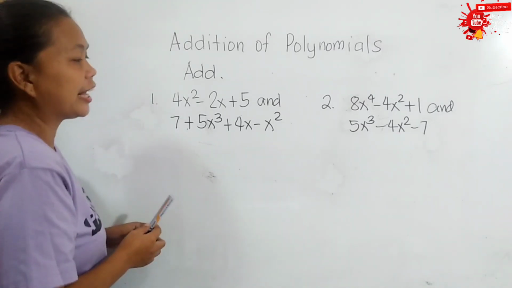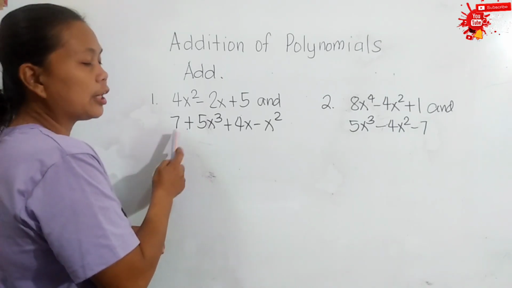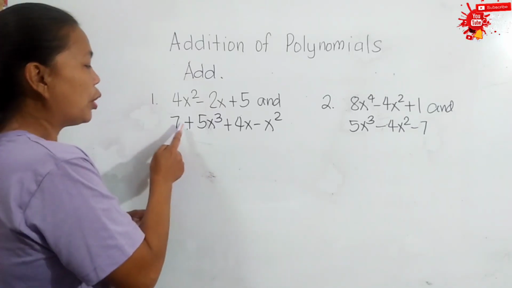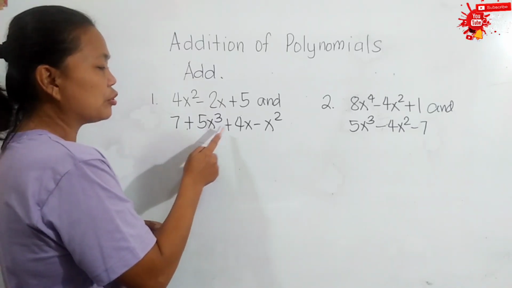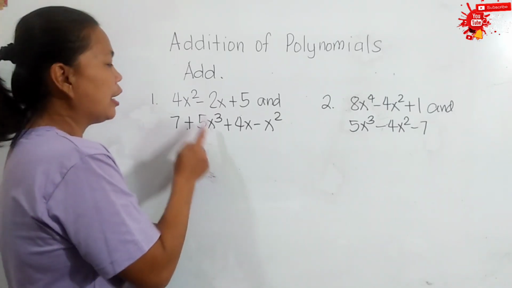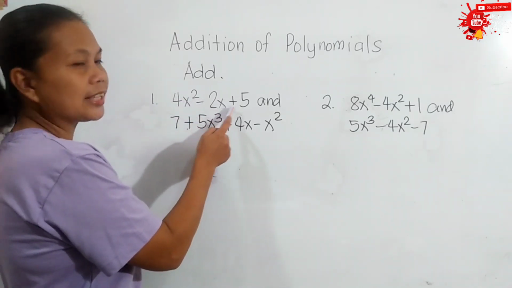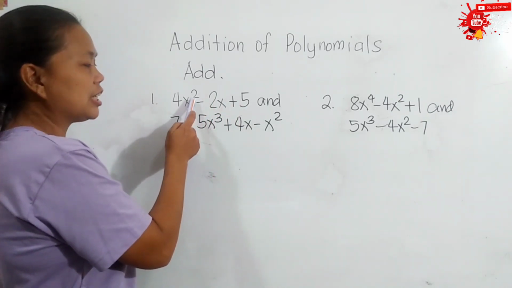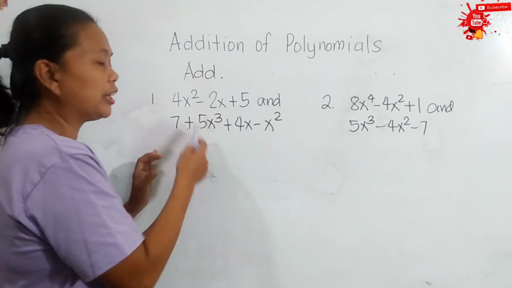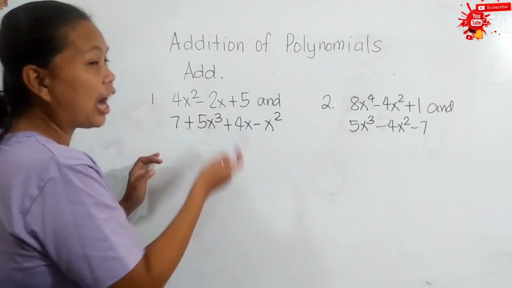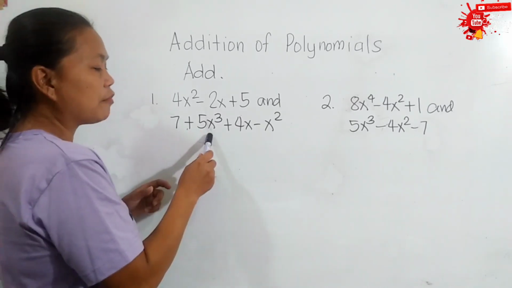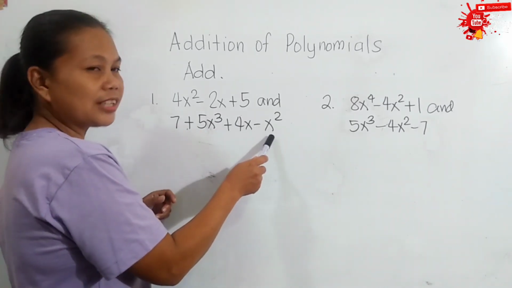Okay, so let us write first the polynomial with the higher degree. So we have here 7 plus 5x cubed plus 4x minus x squared. The degree of this is 3. For 4x squared minus 2x plus 5, the degree of this is 2. So let us arrange first the given polynomial with the higher degree. So we have here 7 plus 5x cubed plus 4x minus x squared.